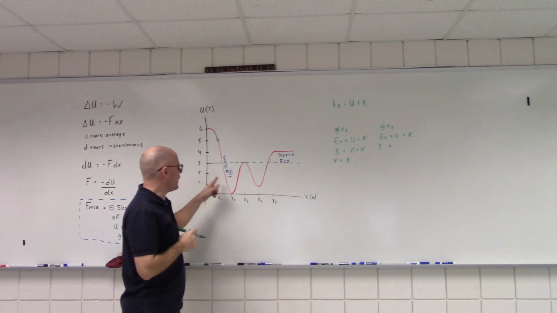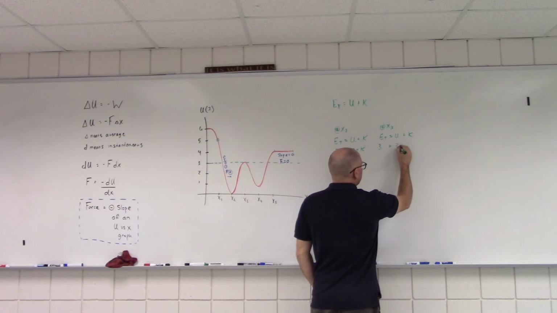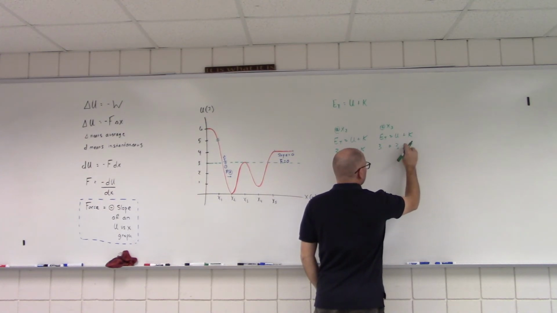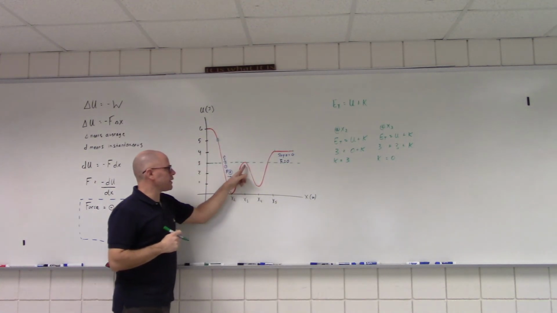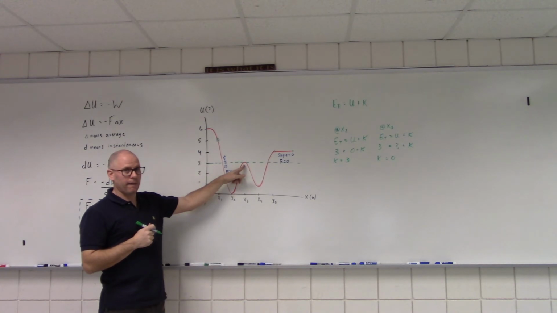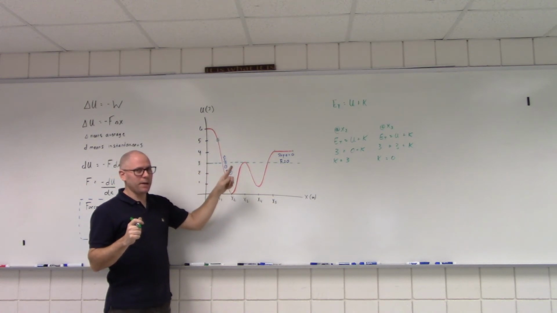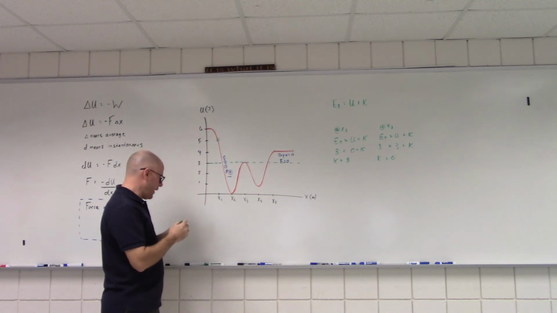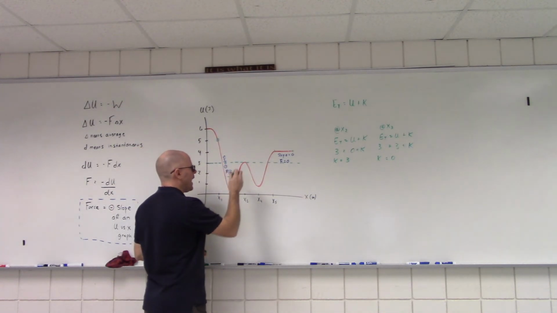Our total energy is 3, but look at our potential energy. It's also 3. Which means our object stops. So it can get here, but it stops. But what I like about this, is our object can get right to here, and it can stop.